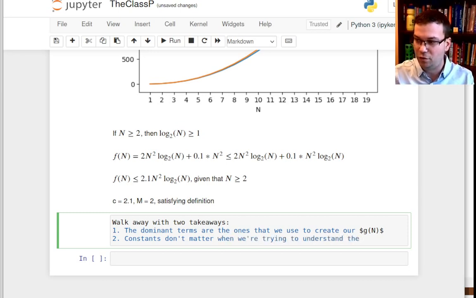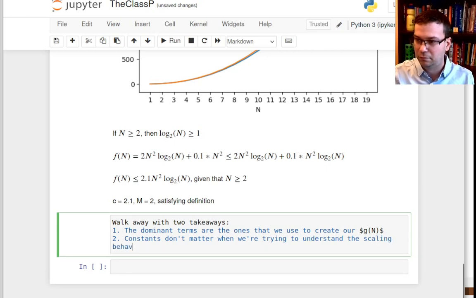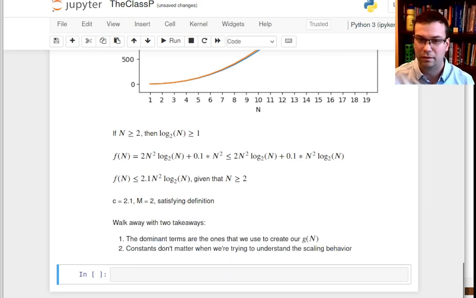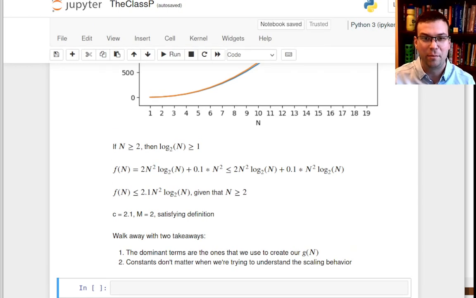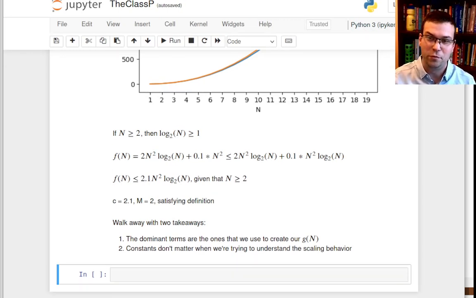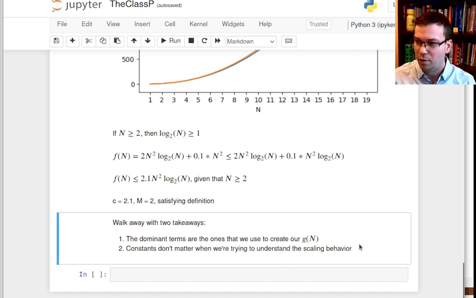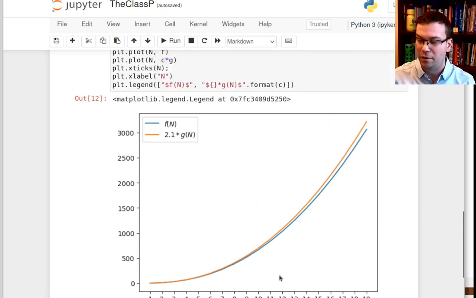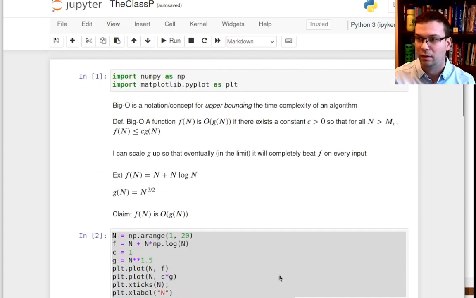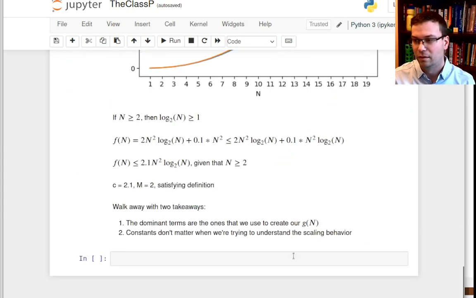So I don't want to say constants don't matter, because if this program took a day to run, I wouldn't be too happy. But if I was a little more careful, I could have had a constant of 1 instead of a 2, and 12 hours is much better than 24 hours. So it does have practical implications, but when we're trying to understand how the runtime grows, then this is all that we care about.